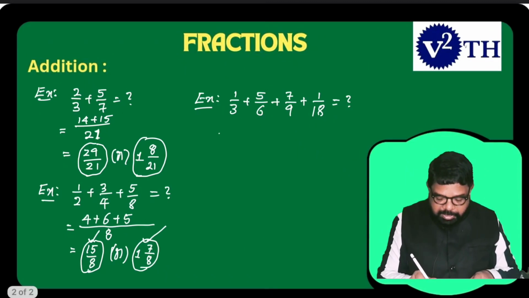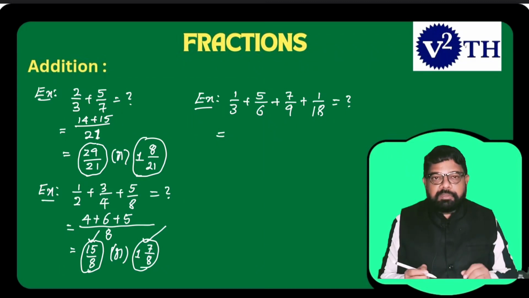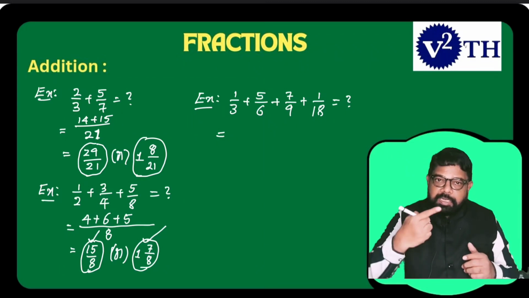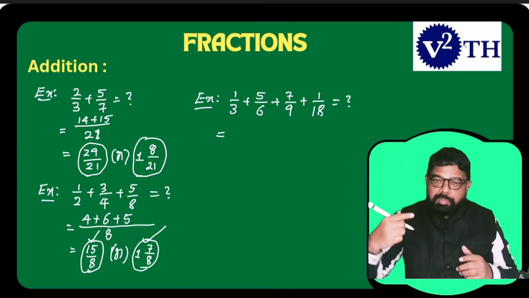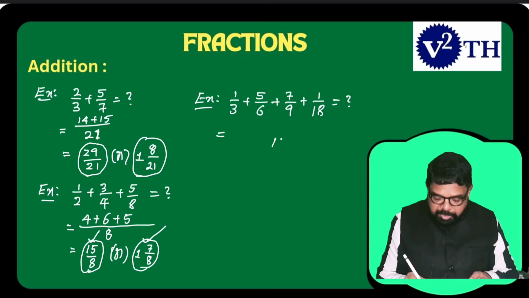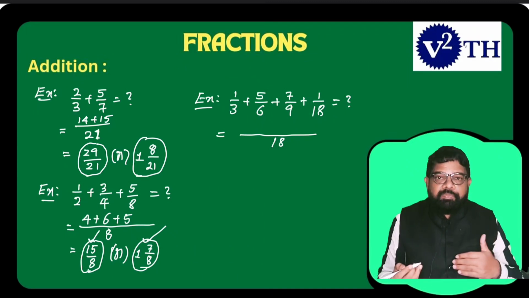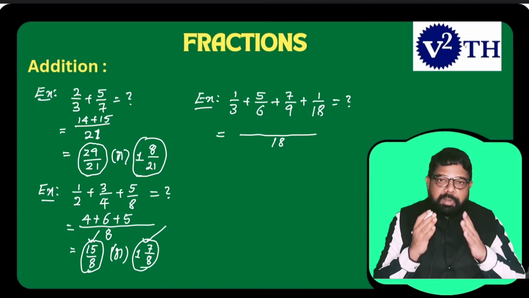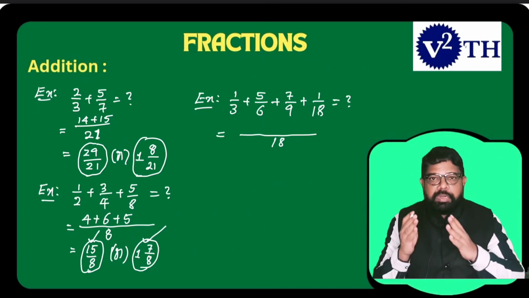Now what is the first step? Calculate the LCM of the denominators. What is the LCM of 3, 6, 9, 18? We know it is 18. 18 is divisible by 3, divisible by 6, divisible by 9. So 18 is the LCM. That shortcut we learned in the previous videos. So each and every fraction is multiplied by 18.